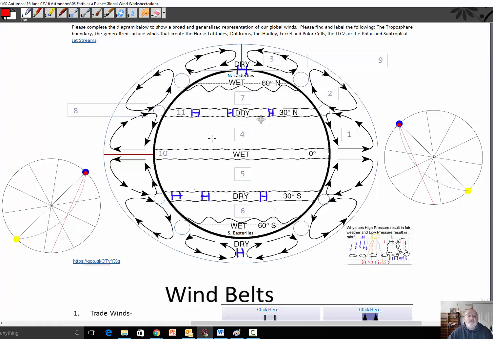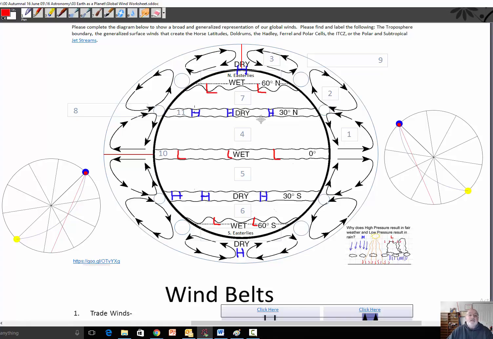And then we have to do the same thing in this area where we see the air moving up. Draw some L's. And then down here where we also see the air moving up, draw a couple L's. And then up here, right around 60, a couple of L's.